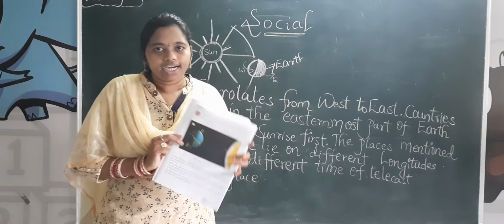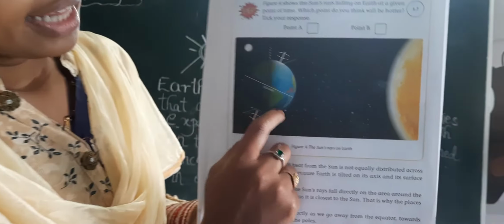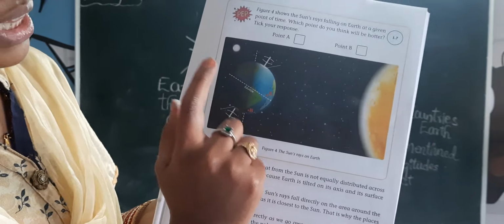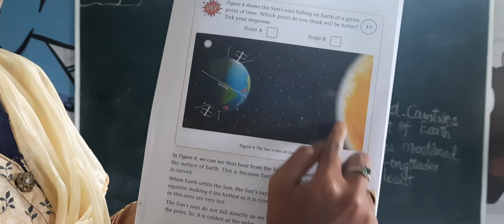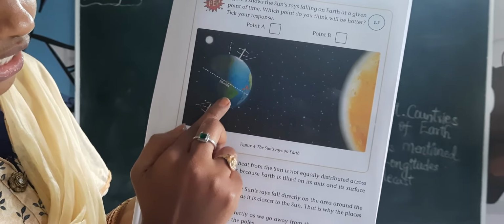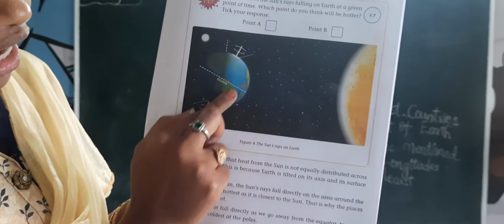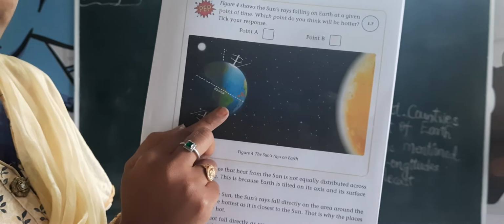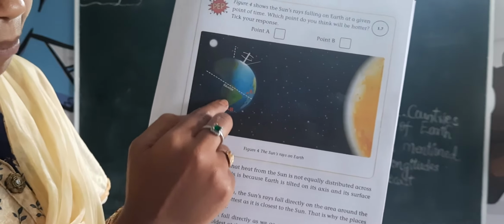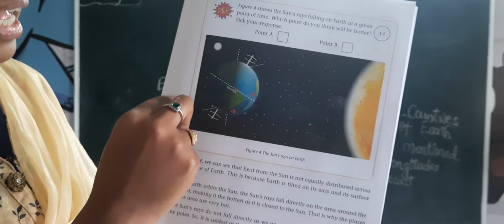Here I am showing one picture now. See this one. This is the Earth. This Earth faces the Sun. This half of the part faces the Sun directly. This part experiences daytime. The half of the part which does not face the Sun experiences nighttime.